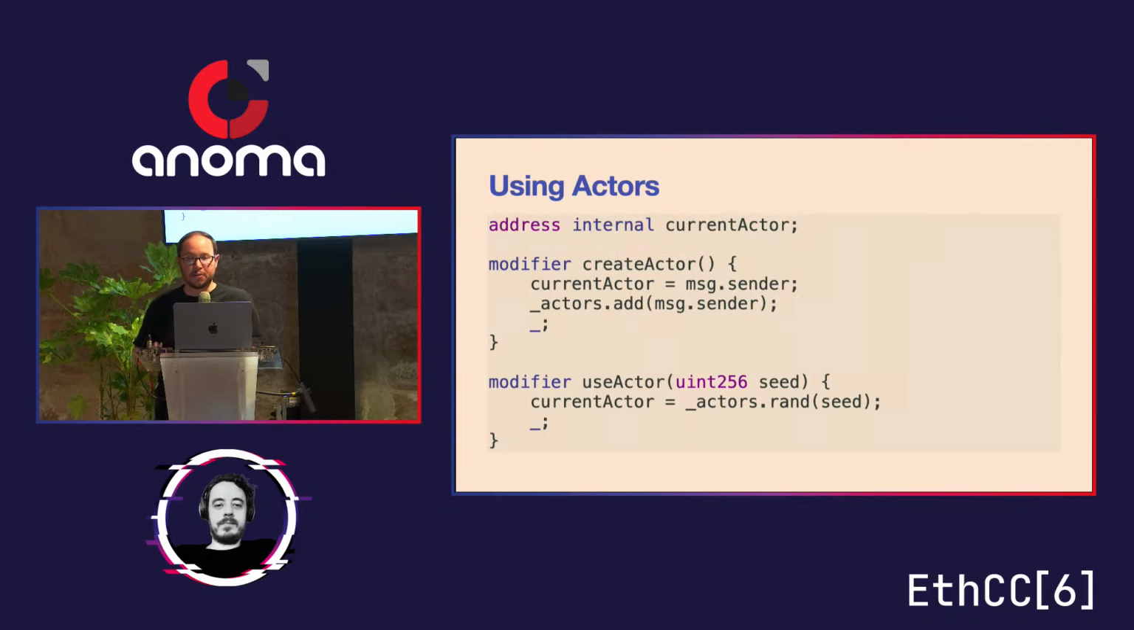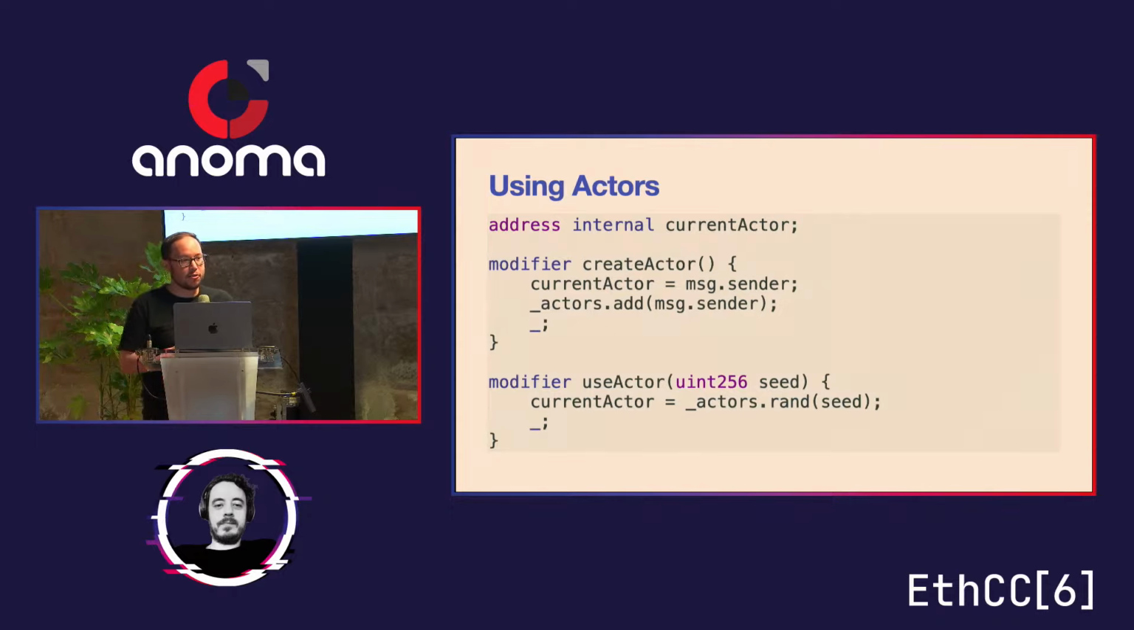And I like to pull this all together into a couple modifiers. This is a pretty common pattern in Foundry invariant testing, this notion of using a current actor state variable that represents the currently selected actor. So we're also going to add a state variable to the handler called current actor. And this is going to replace message sender in our tests.